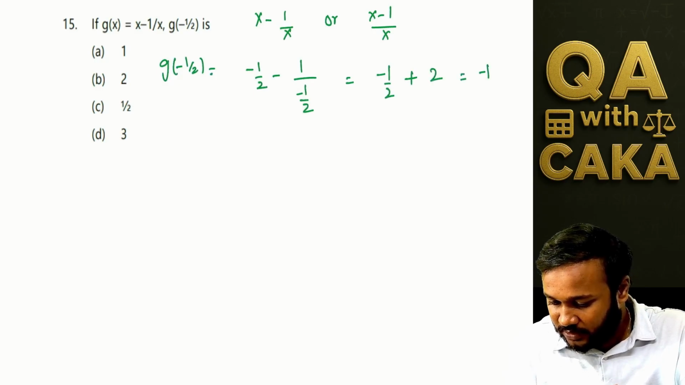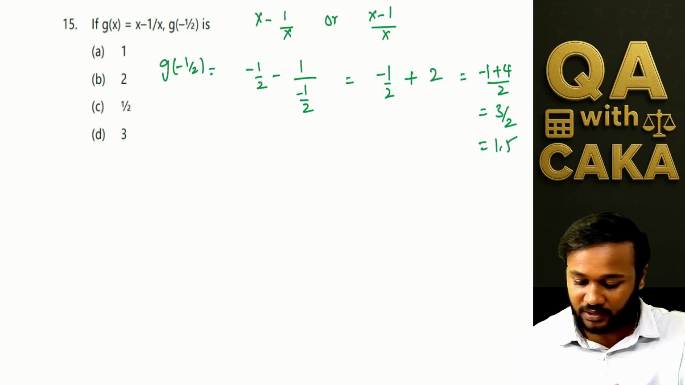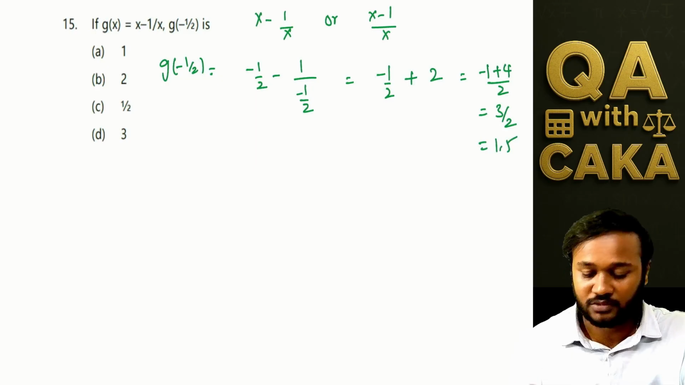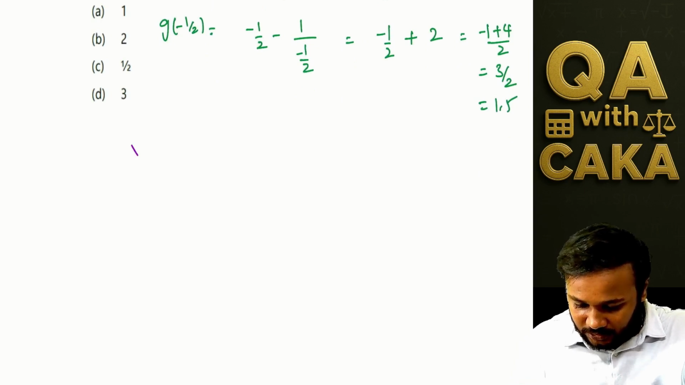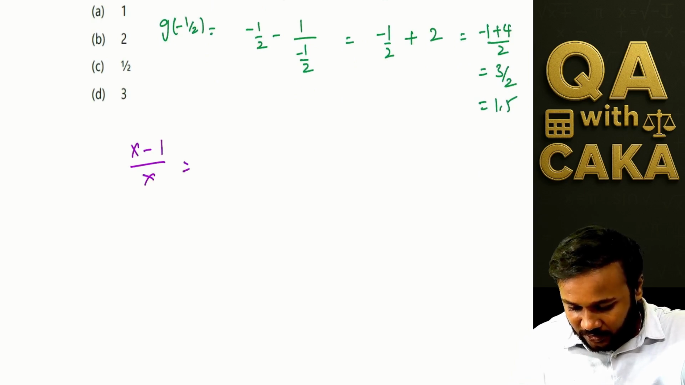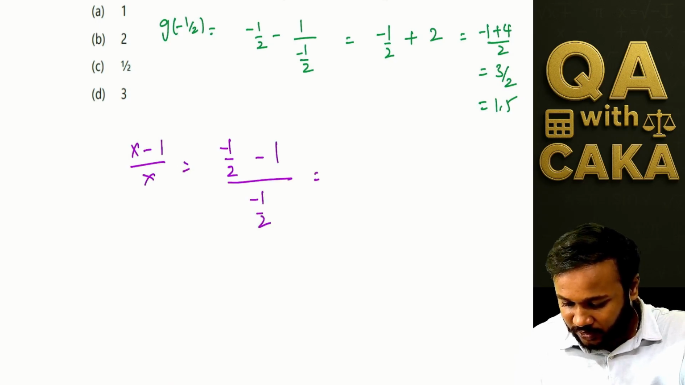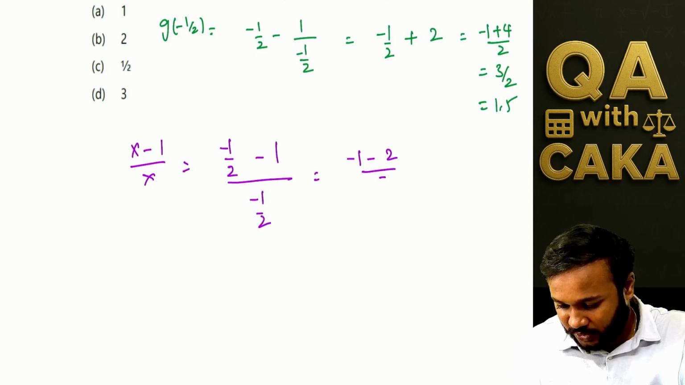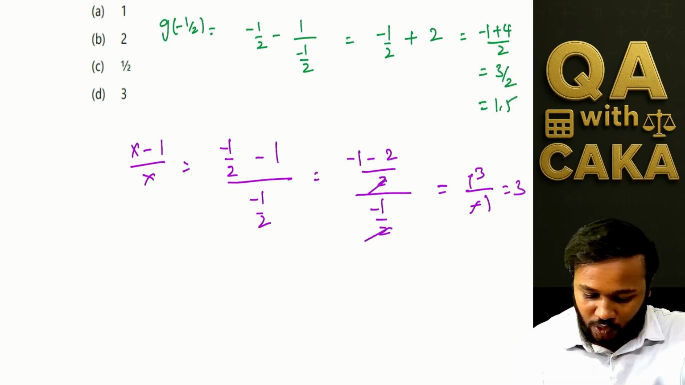So this will be (-1 + 4)/2, which is equal to 3/2, which is equal to 1.5. If you check in decimals, and this is 1/2. So it is not working. So let's try the other way now. Let's change the color. (x - 1)/x. So (-1/2 - 1) whole divided by -1/2. So this will be (-1 - 2)/2 divided by -1/2. The 2s get cancelled, -3/-1. So it should be 3. So the option should be D.